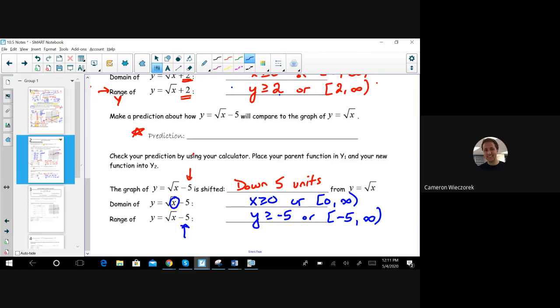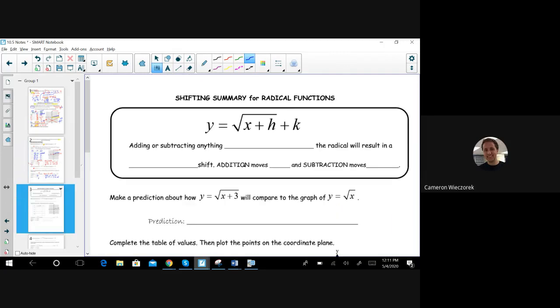So let's summarize that before we start messing with stuff inside the radical. This is just a summary of what happens if you add or subtract a number to the outside. Anytime you add or subtract anything outside the radical, that's going to give you a vertical shift, meaning it moves up and down. If it's addition, this is the one we saw with the 2, that moved it up. And the subtraction is the one we just did with the 5, that moves it down.